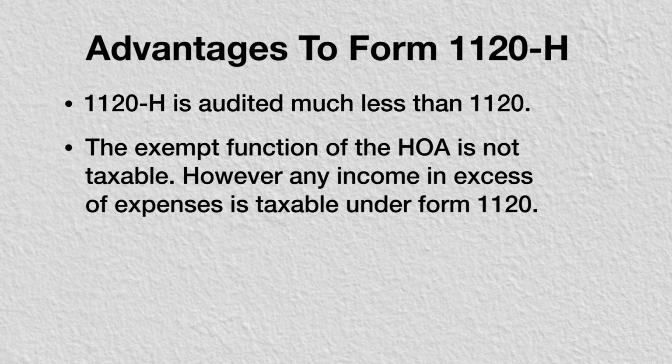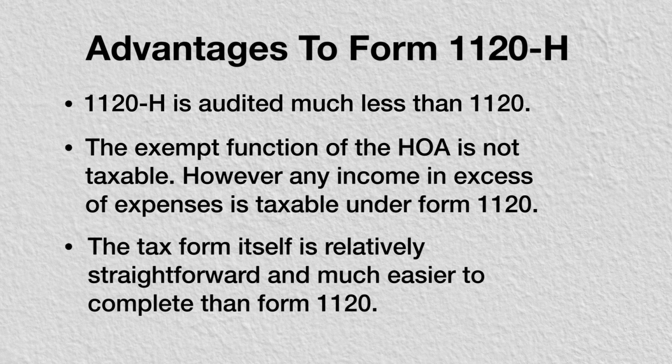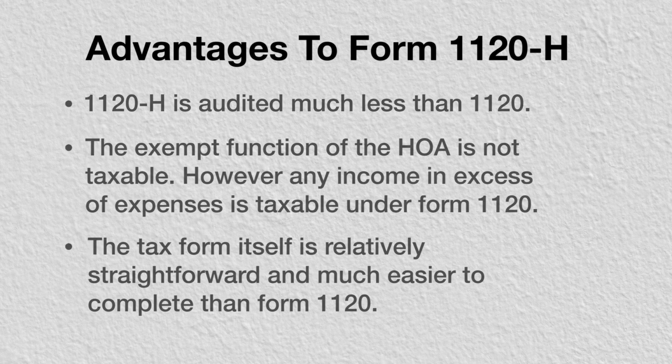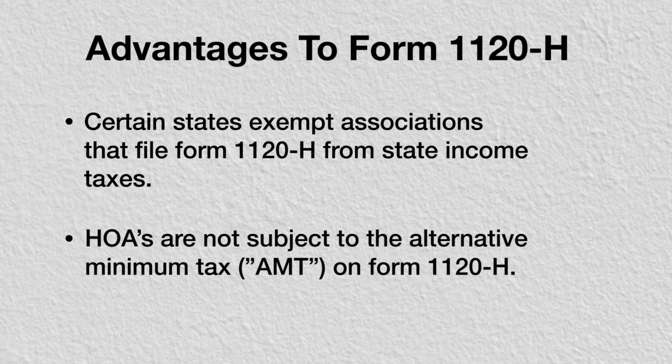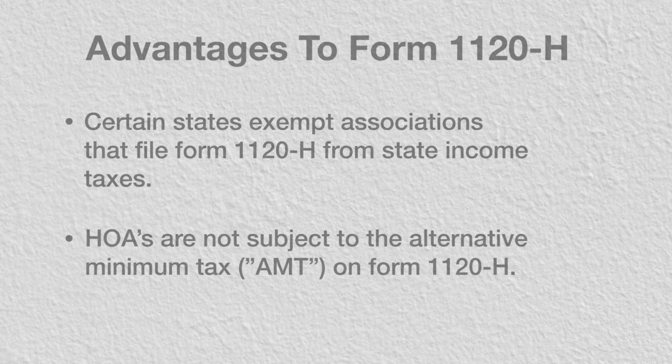However, any excess non-exempt income is going to be subject to tax and at a slightly higher rate, so that's one disadvantage. Number three, the tax form itself is relatively straightforward and much easier to complete than Form 1120. Number four, certain states exempt associations that file 1120H from state income taxes, so it certainly can make your state tax returns a lot easier. And also, HOAs are not subject to the alternative minimum tax or AMT that you might find under filing 1120.